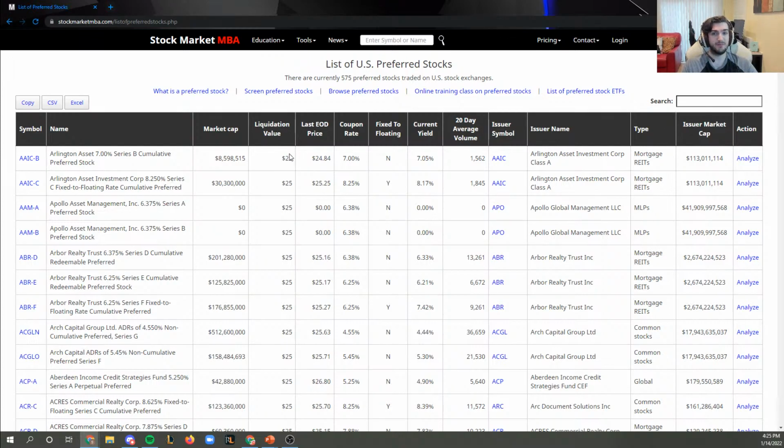And lastly, we have the coupon rate. The coupon rate is the percent dividend they pay out annually. So if they pay out in 4 quarters, you're not going to get 7% every quarter. Instead, you're going to get 4 payments that at the end of the year would add up to 7%.